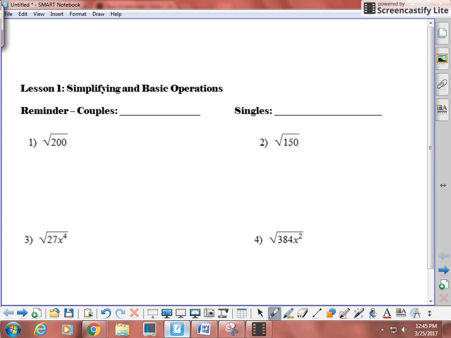So, starting out this next chapter, lesson 1 is going back to simplifying radicals again. So, just a reminder from last chapter that couples go out and singles stay in. So, the first couple are just like we did before. So, we want to break this down into a factor tree. So, into 200 is 100 and 2. Into 100 is 10 and 10.